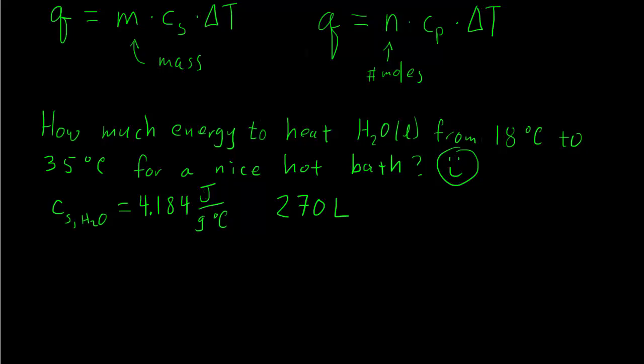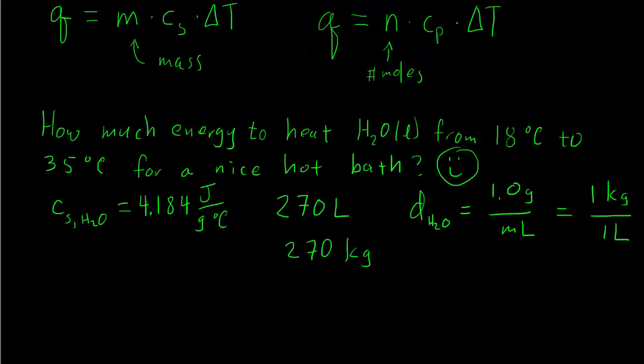And another feature that I know about water is its density. So density of water is equal to 1 gram per milliliter. Or equivalently, I've got 1 kilogram per every 1 liter. Okay, so those are the same. So this tells me then, looking at this density, that I've got about 270 kilograms of water in my bathtub. Okay, so now I can set up my equation to calculate this.